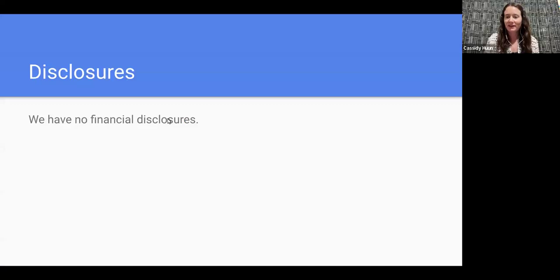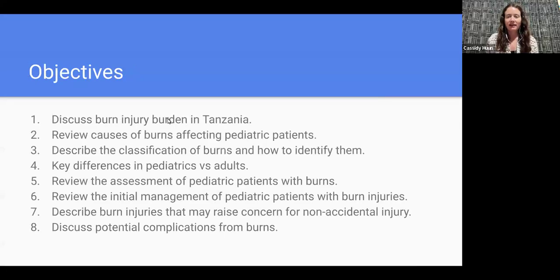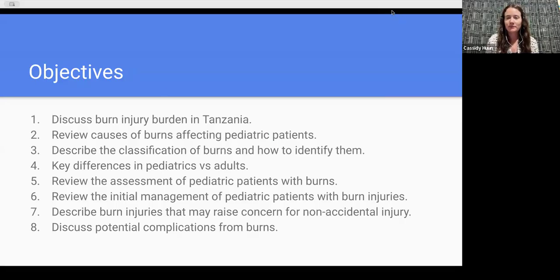First off, we don't have any financial disclosures for this lecture today. Just to review some objectives and what we hope to cover today in today's talk, quite a bit to discuss, but really the goal is to go over a general approach to pediatric burn patients that can be used in a variety of different settings, not just at a high-level hospital that has a burn center.